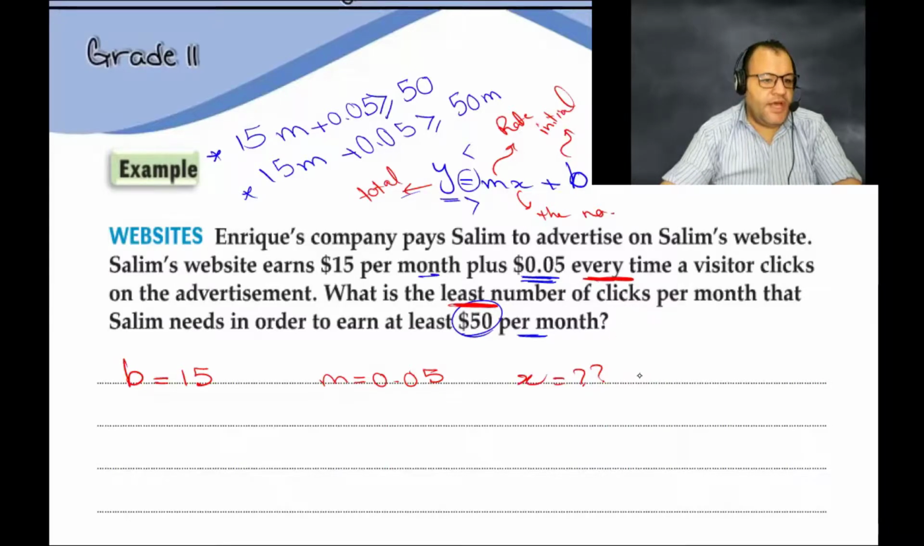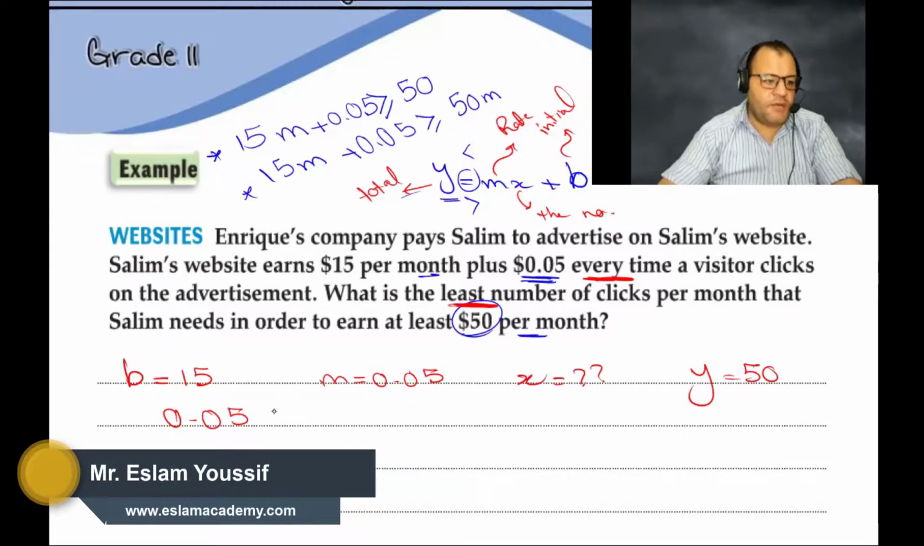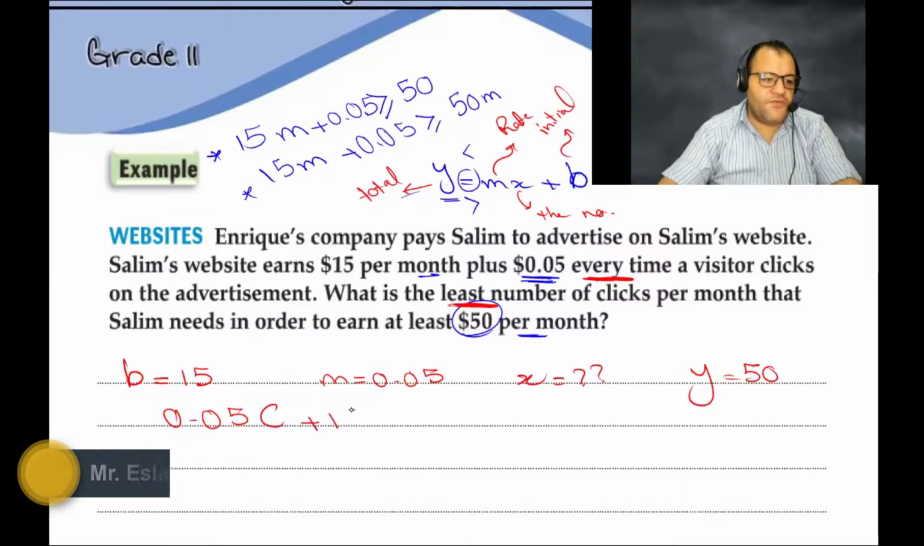And B will be the initial amount, because on the website that we have, we will earn $15. Sorry, we need to find Y. Y now will be equal to 50. You get the idea for this one? Yes. So the equation now will be 0.05 times C, because we're talking about clicks, so it will be C, plus 15.